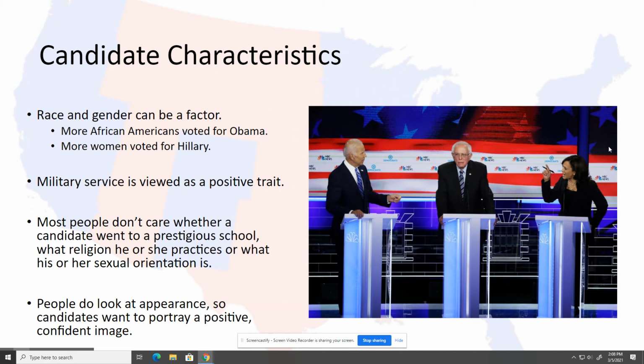However, people do look at appearance. So candidates want to portray a positive, confident image. So some things that can affect voter turnout would be negative campaigning, so attacking your opposition or even the government itself. So that could affect whether or not voters turn out. And then just the overall trust in government.